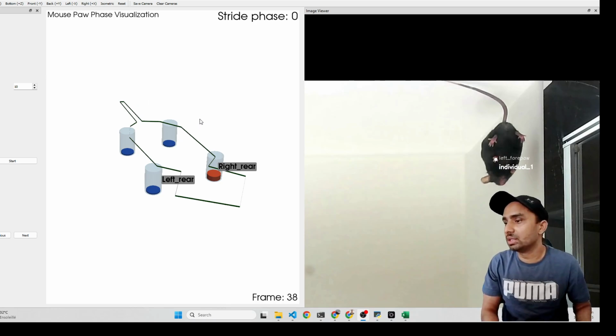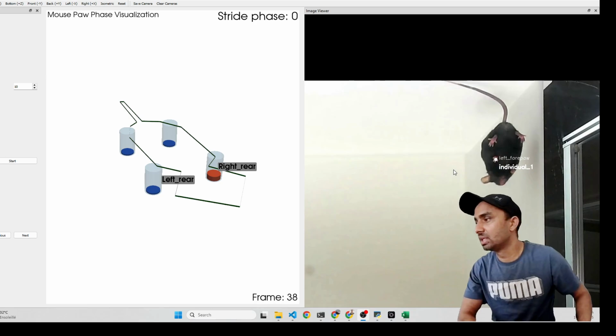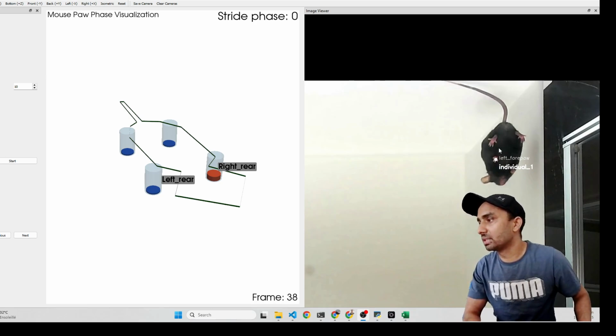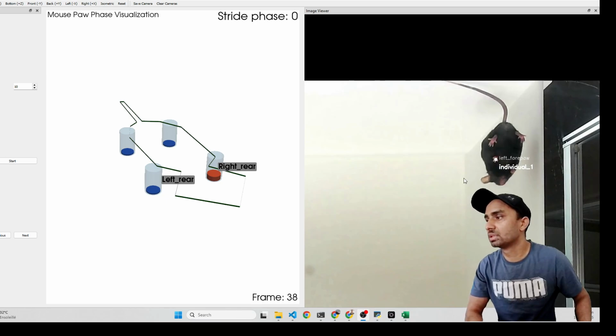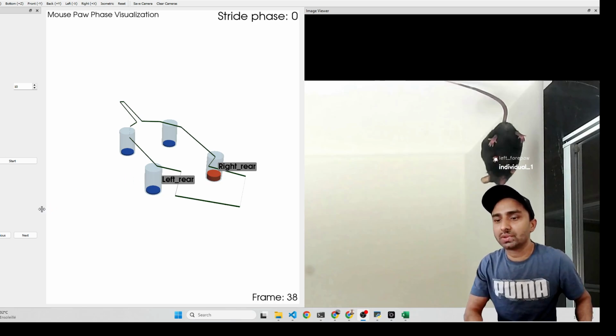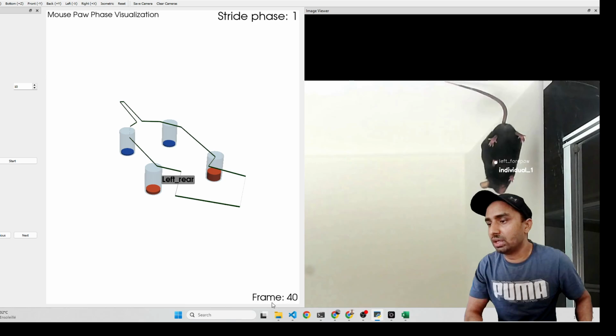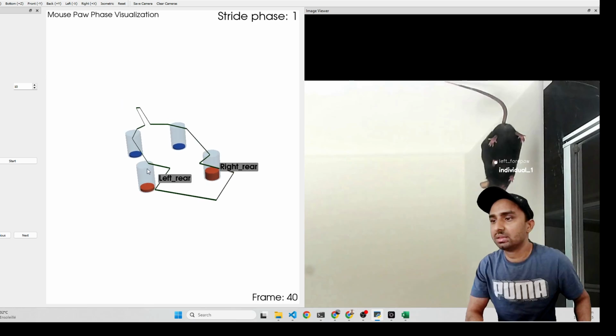So if we look at the frame, on the right side we can see an RGB image. On the bottom we can see the frame count. On the top side it's the stride phase. So on frame 40 we can see this cylinder, this one. So yeah, this is the 3D visualization of each paw.